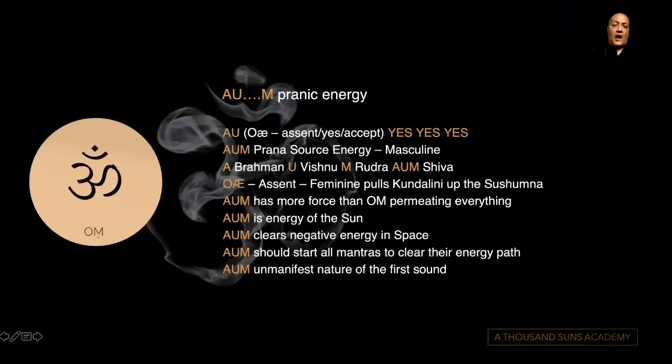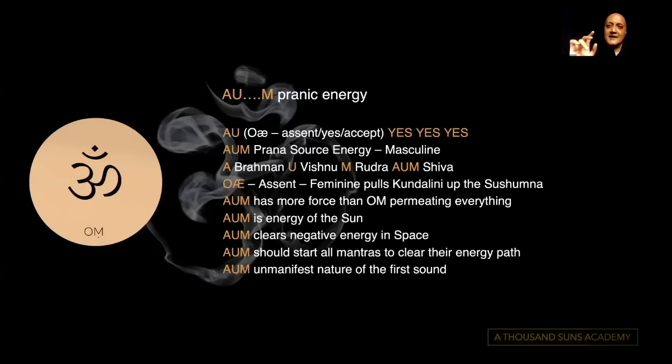So, Ao in Shakti, the Oe Ao sound is ascent, which means yes, yes, yes, like orgasmic almost. That means Om is the pranic source energy of Shiva, masculine energy. But ascent is feminine, which pulls Kundalini by agreeing to awaken. A feminine energy must agree to awaken. This is very powerful medicine to understand. That it's chanting Aum in Shakti is to say, Ao, I agree. And then I dissolve into you.